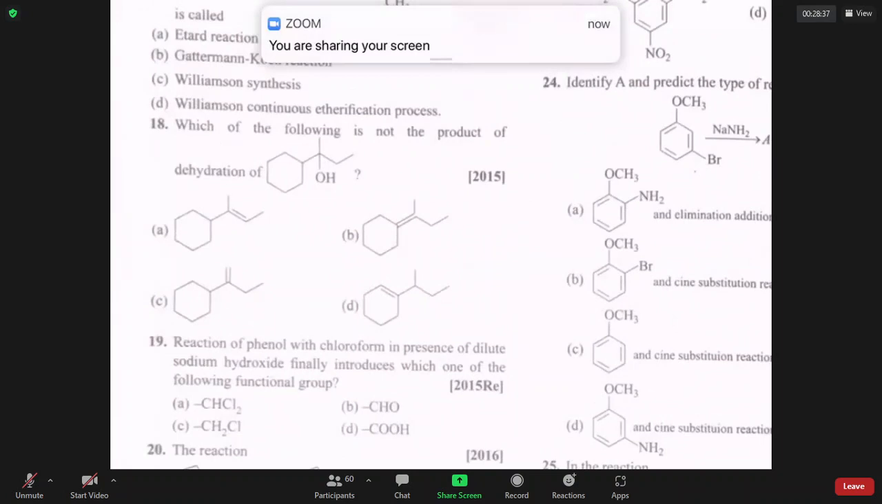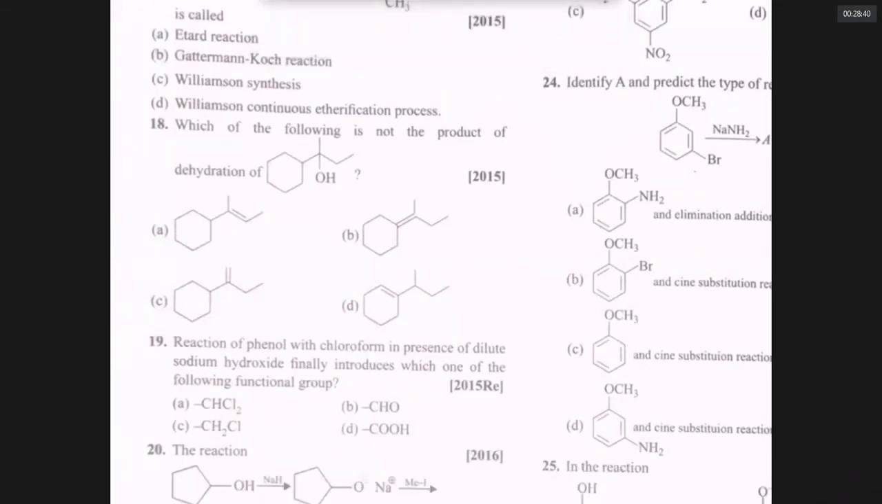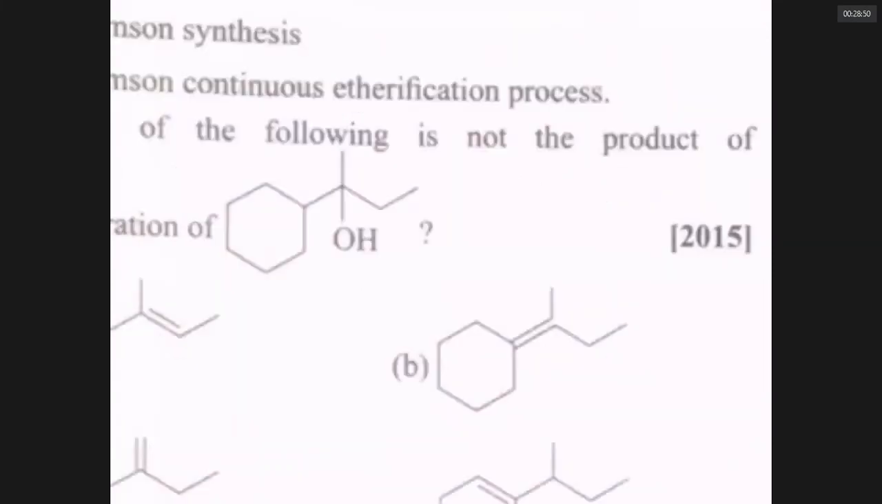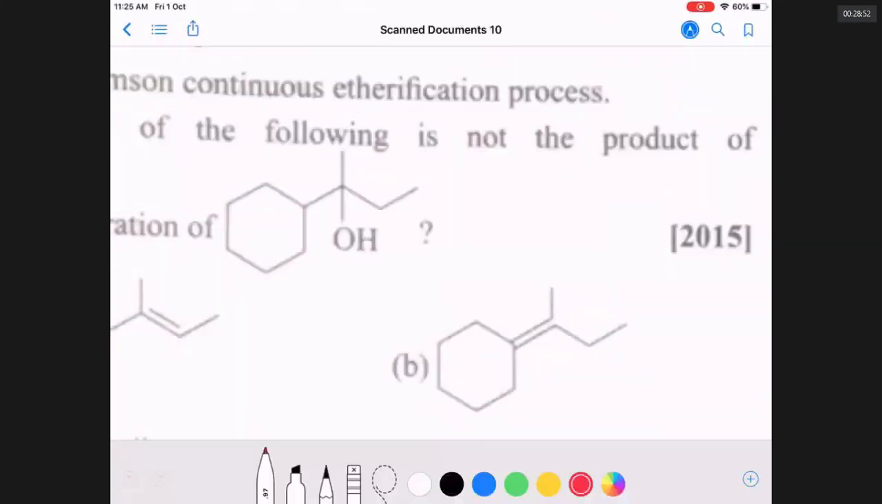Question number 18. Which of the following is not the product of the dehydration of this given compound? When this given compound is undergoing dehydration, this OH group will go with any of the neighboring carbons' hydrogen. If the OH and this carbon hydrogen go out as water, you get a double bond here. Similarly for the other neighboring carbons. So you can get double bonds in 3 positions after the loss of water. So these are the likely products.